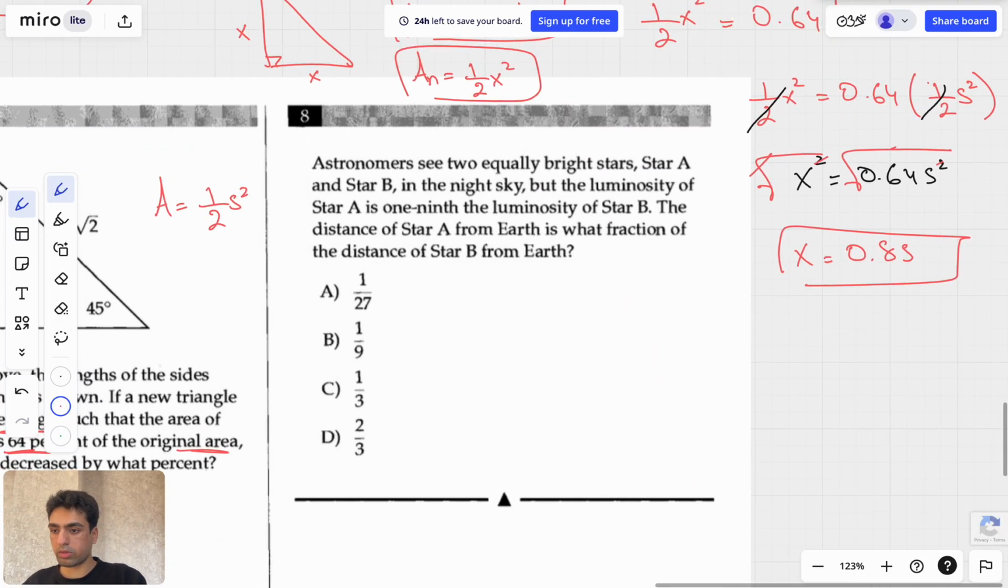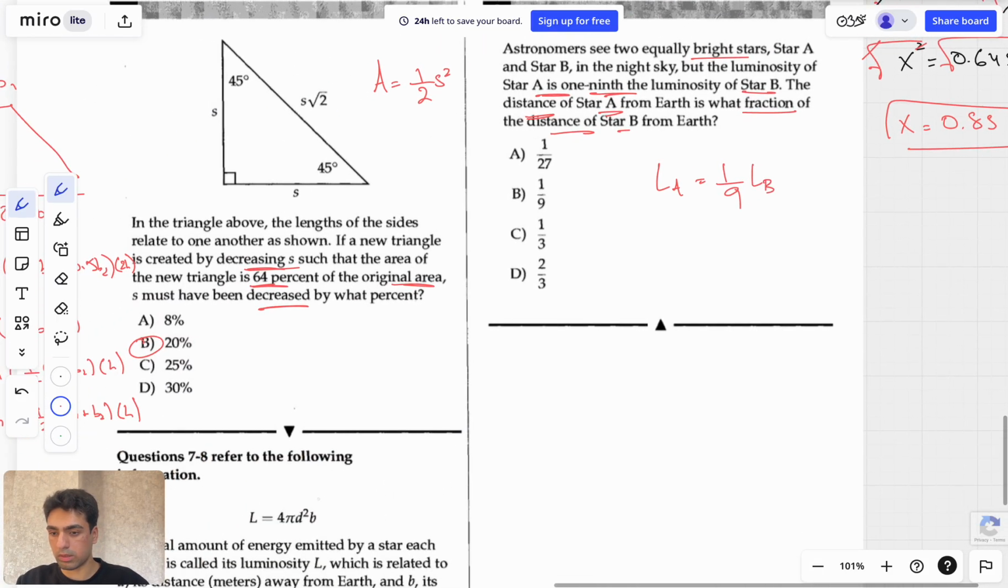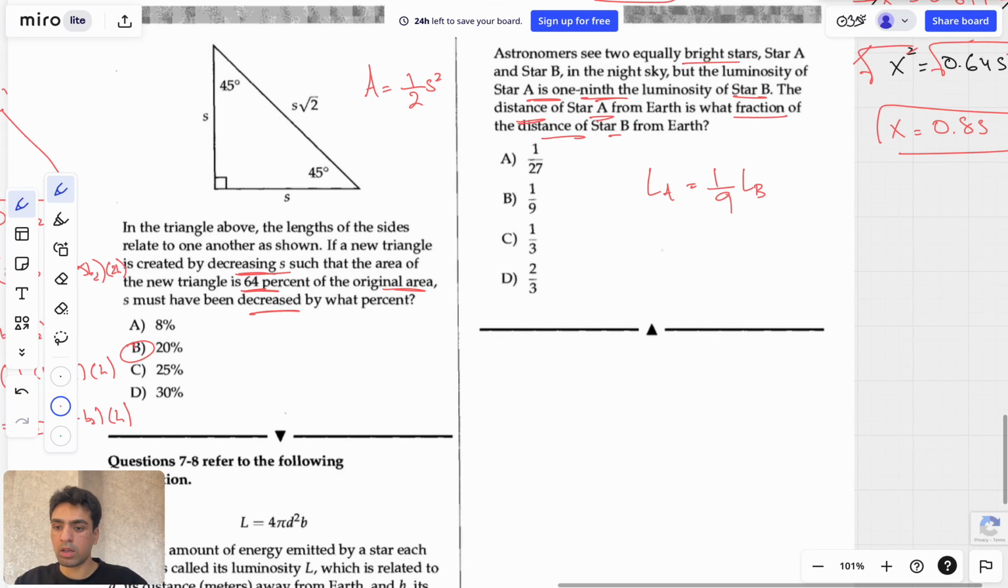And then final question, question 8 says, astronomers see 2 equally bright stars, star A and star B, but the luminosity of star A is 1/9 of star B. So luminosity of A is 1/9 of star B. So the distance of A is what fraction of the distance of B? So you can use the formula for this. We're comparing the distance. Everything else remains the same. So that's the formula. I'll use that here.